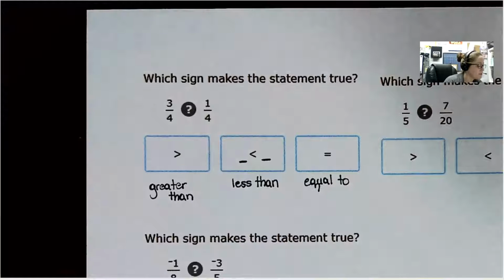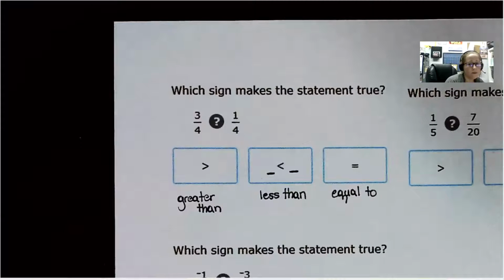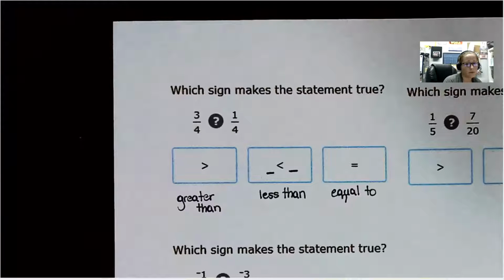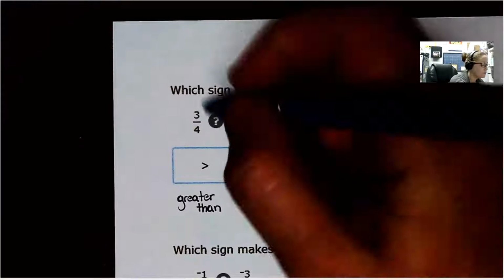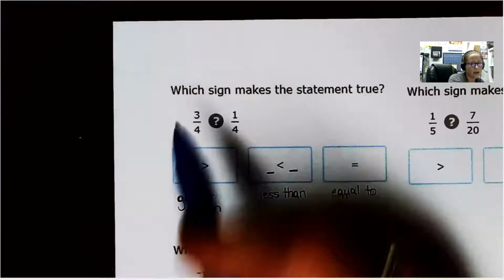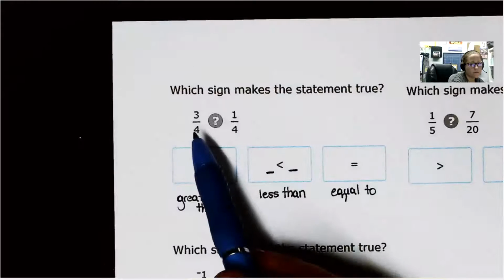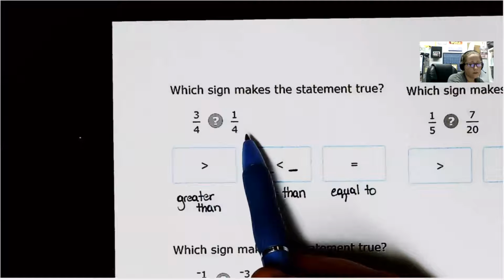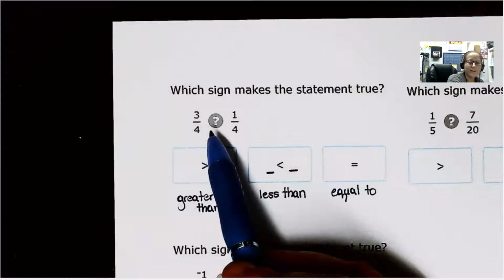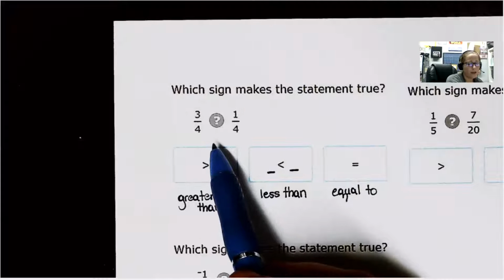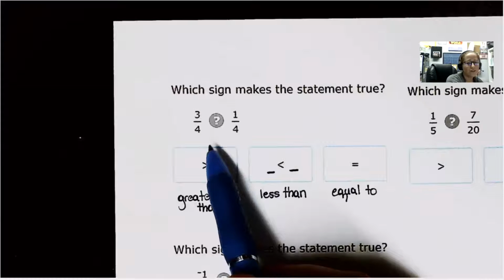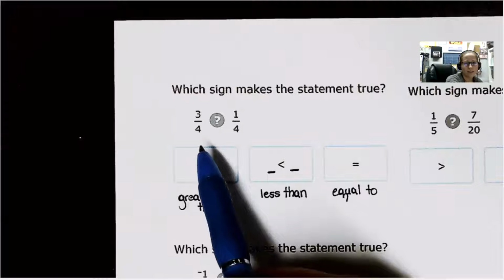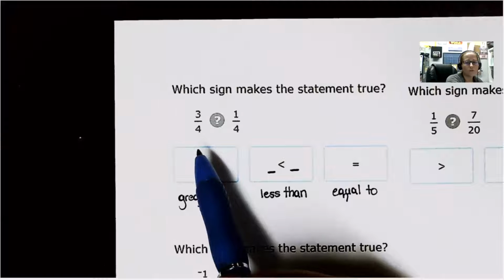Taking a look at this first example, we have this inequality statement. We're trying to figure out what goes in the middle of these two. So we've got 3/4 and we've got 1/4, and we have to figure out which side is bigger. This is kind of an easy one because if you think about quarters, let's say 4/4 makes $1.